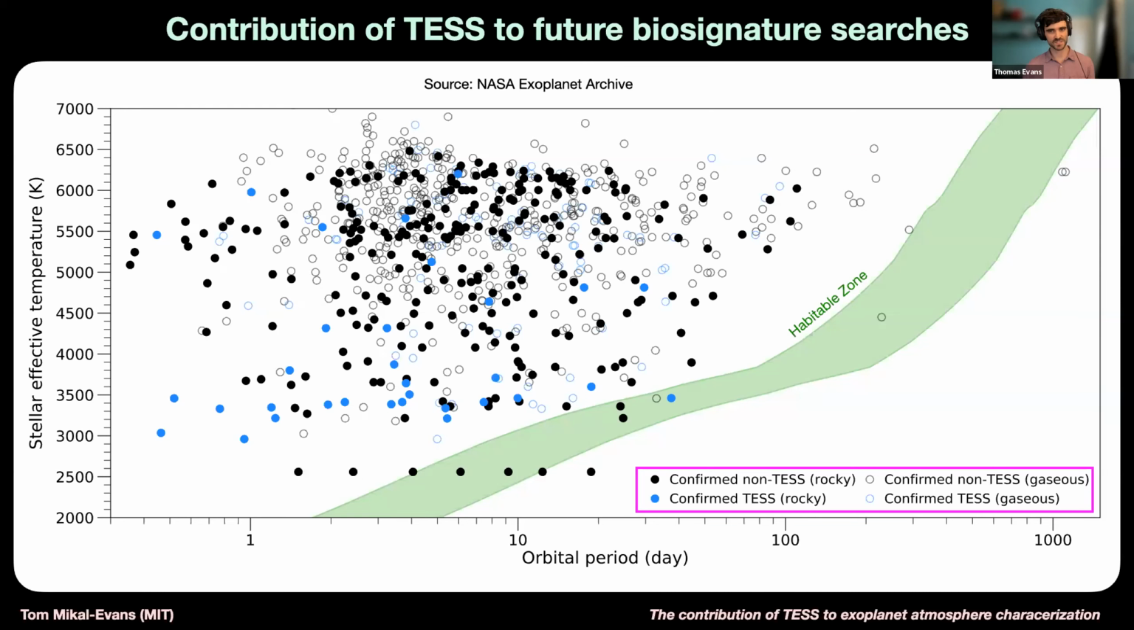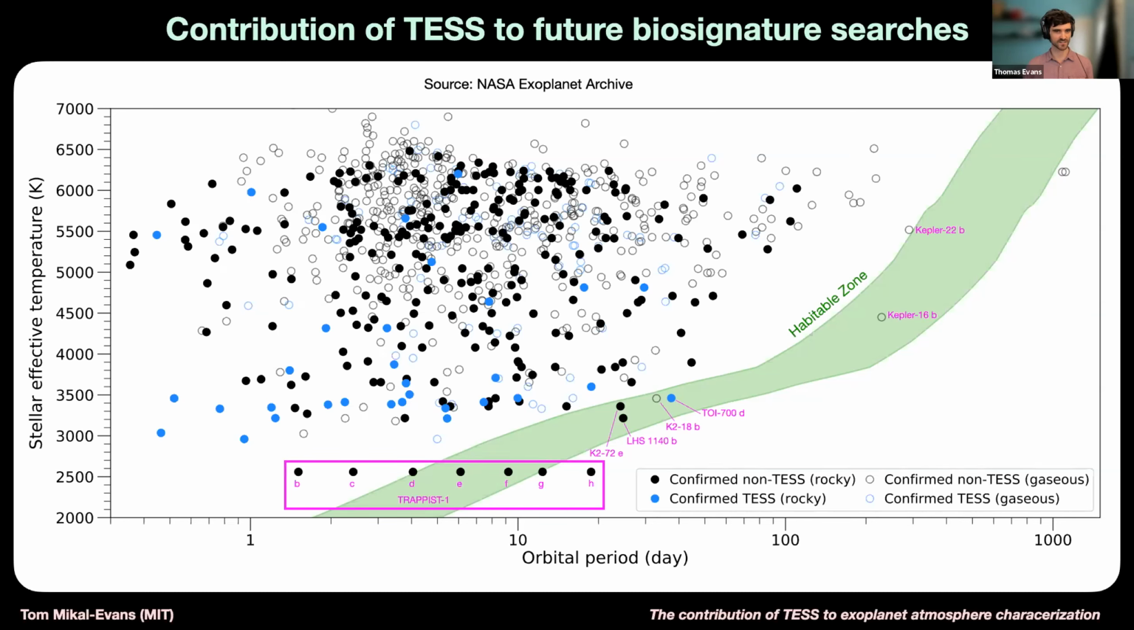I've split the planets themselves between those discovered by TESS in blue and all the rest in black, with solid circles showing likely rocky planets and open circles showing likely gas-dominated planets. As you can see, we're starting to find planets in the green habitable zone, including a few rocky planets, most spectacularly with the TRAPPIST-1 system, as well as a few others, including TESS's first, TOI 700d.